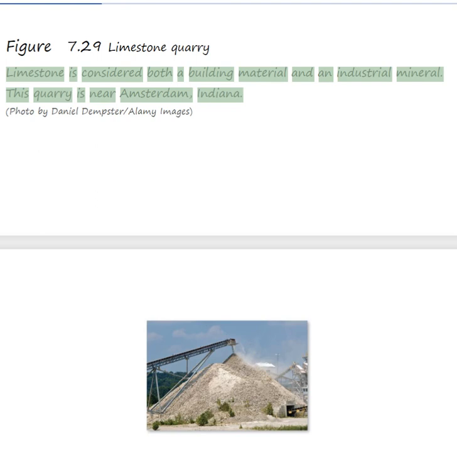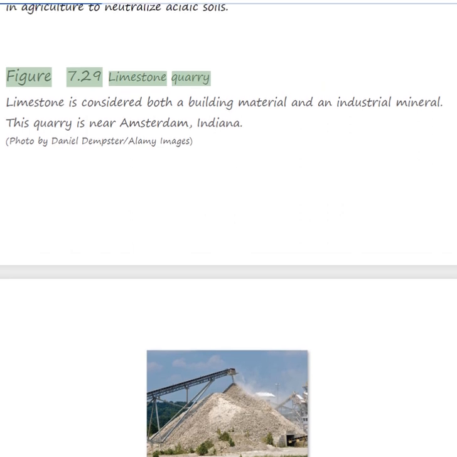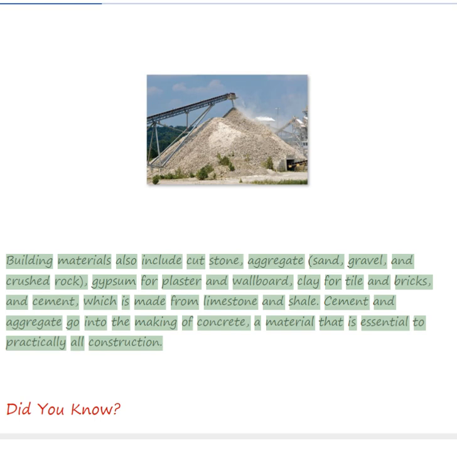This quarry is near Amsterdam, Indiana. Figure 7.29 Limestone Quarry. Building materials also include cut stone, aggregate, gypsum for plaster and wallboard, clay for tile and bricks, and cement, which is made from limestone and shale. Cement and aggregate go into the making of concrete, a material that is essential to practically all construction.